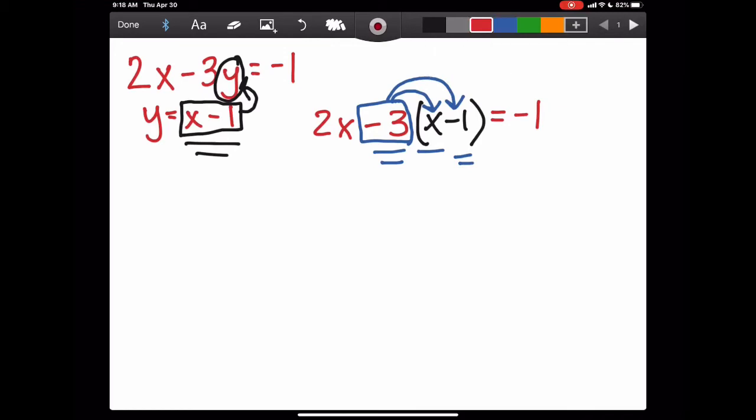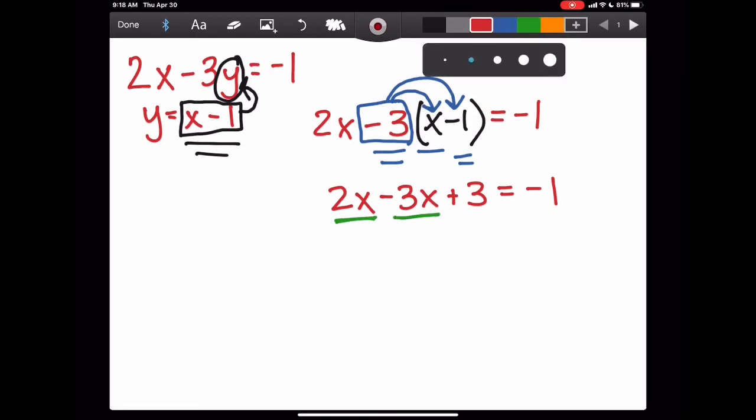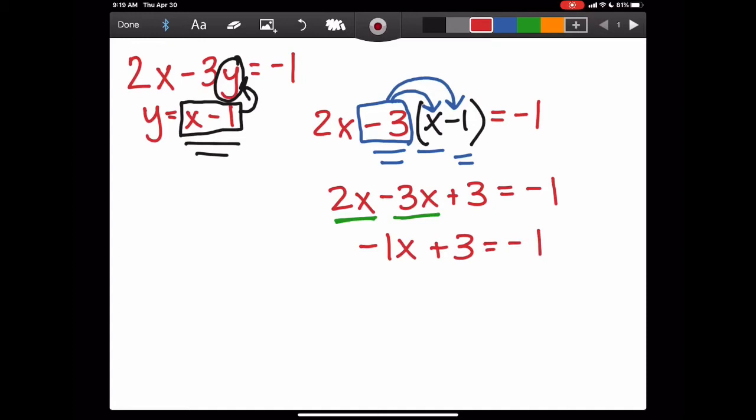So let's do that now. 2x, and negative 3 times x gives you negative 3x. Negative 3 times a negative 1 gives you plus 3, equal to negative 1. Now let's look at our like terms. We have 2x and negative 3x. Those are like terms, so we can combine them. 2x minus 3x gives you negative 1x plus 3 equals negative 1. Do I have to write this 1? No, I don't. So this is really negative x plus 3 equals negative 1.